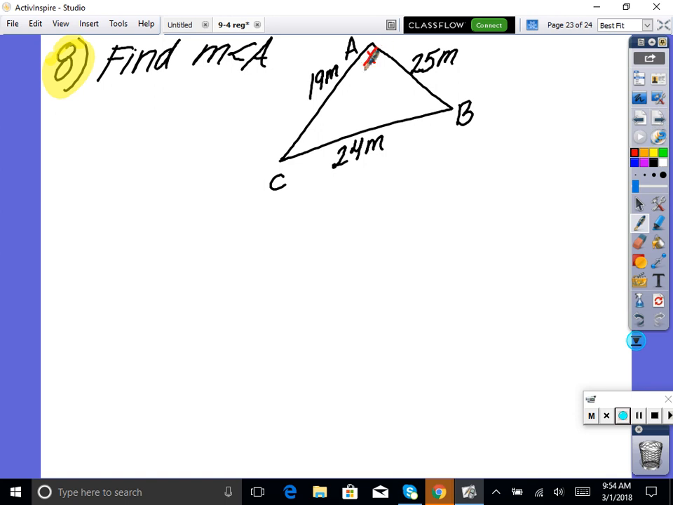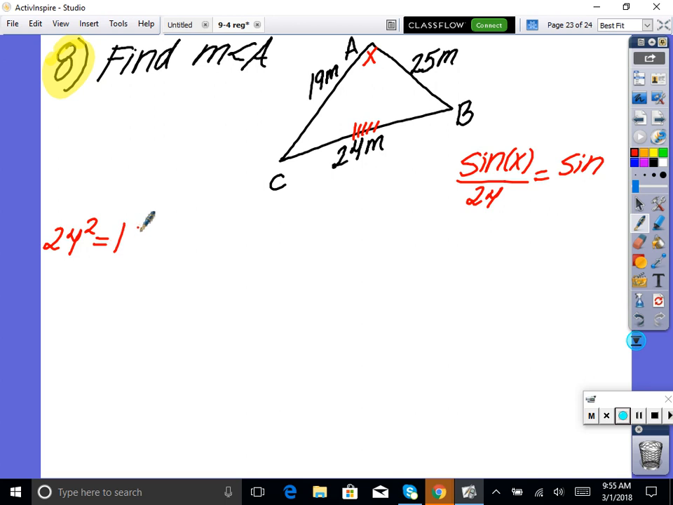Just find angle A. So let's put an X right there. You say, okay, if I try to set up the law of sines, that would be sine of X over 24 is equal to sine of, well, can't do it because we don't know any other angles. So here we go. Let's set up the law of cosines. That's an angle, that's going to be cosine of that angle, so the side across from it has to be on the outside.